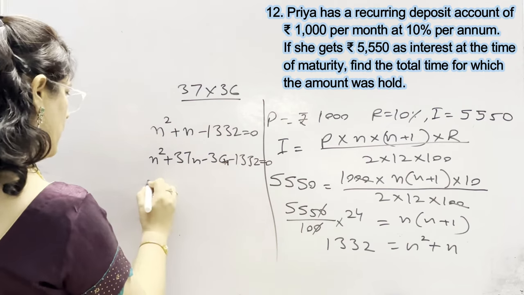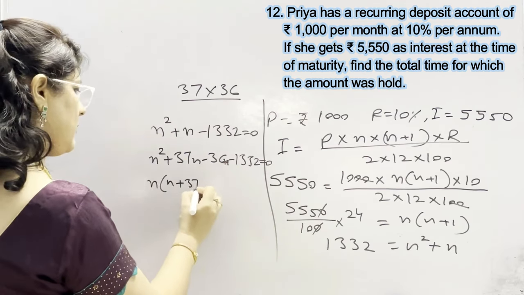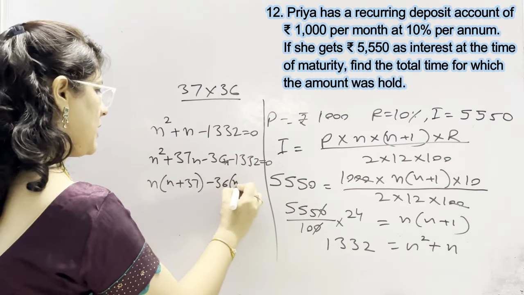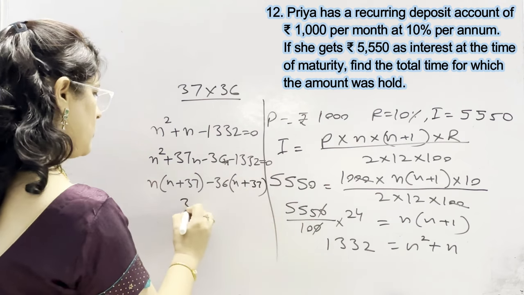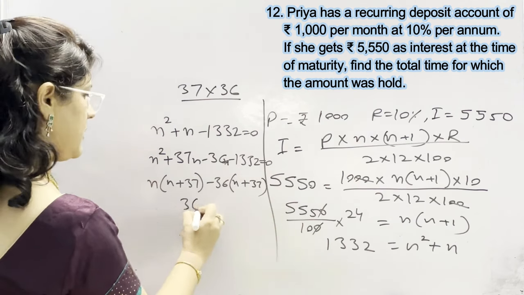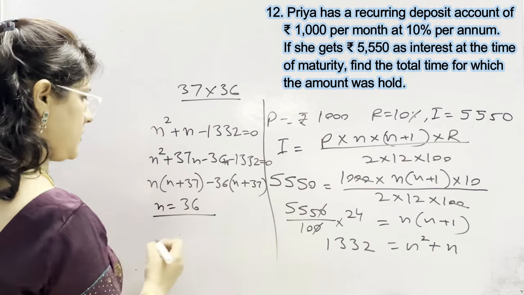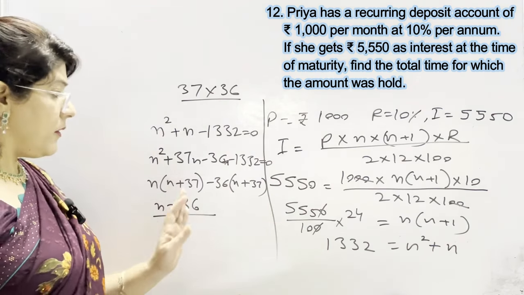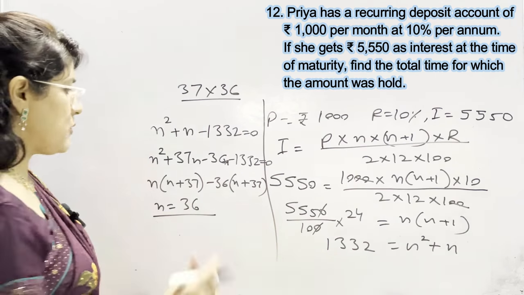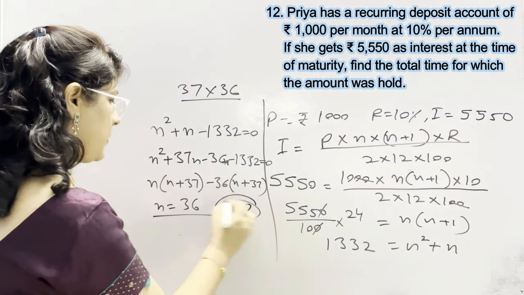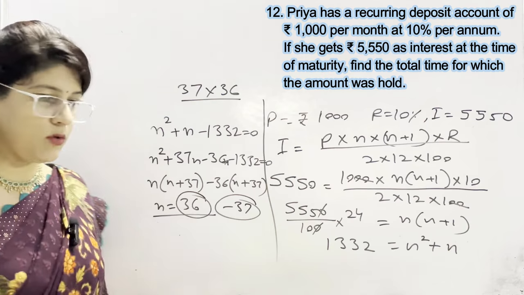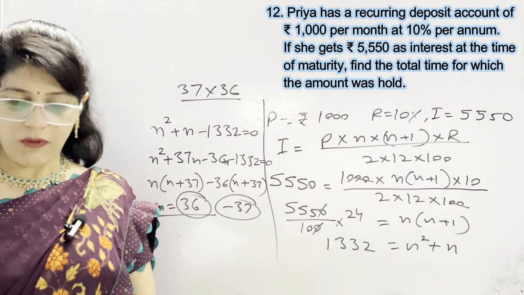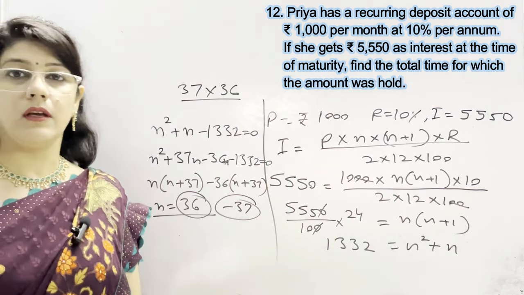Here n plus 37 and n minus 36, so n is equal to 36. It means 3 years. And time cannot be negative, so the value minus 37 is not possible. So we will directly take this value 36. It means 36 months, or you can say 3 years.